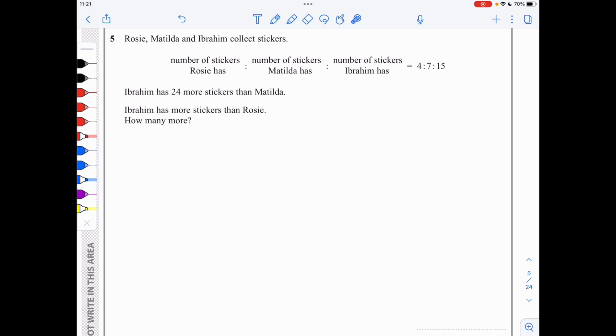In question 5, we've got Rosie, Matilda, and Ibrahim who collect stickers in the ratio of 4 to 7 to 15. And we've been told that Ibrahim has 24 more stickers than Matilda. We need to work out how many more stickers does Ibrahim have compared to Rosie. So if we look at the ratio here and we compare Matilda with Ibrahim, we can see that they have a difference of 8 from 7 to 15. So this is 8. And then Rosie to Ibrahim, that's 11 here.